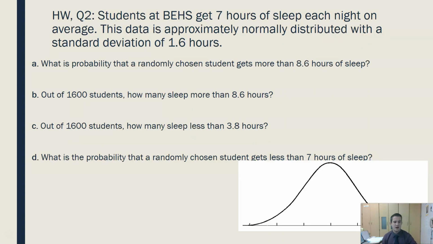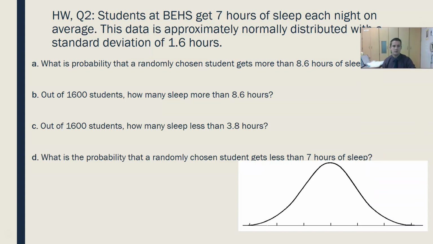So let's use this problem here. And in your guided notes, you can reference back to that empirical rule chart, so you can see those percentages. This is question number 2 on your homework. It says students at Box Elder High School get 7 hours of sleep each night on average. So on average, students get about 7 hours of sleep each night. This data is approximately normally distributed with a standard deviation of 1.6 hours.